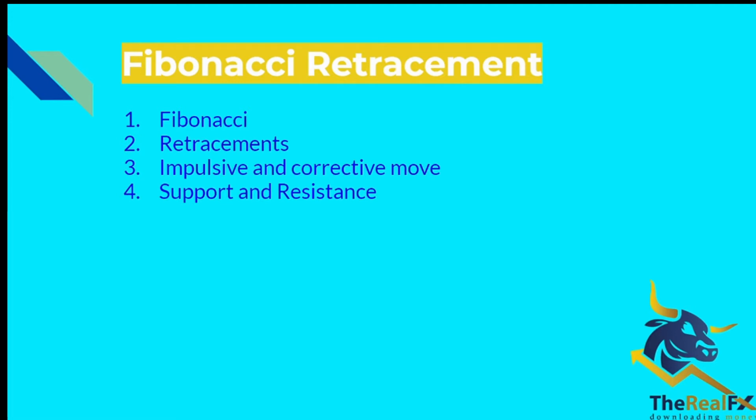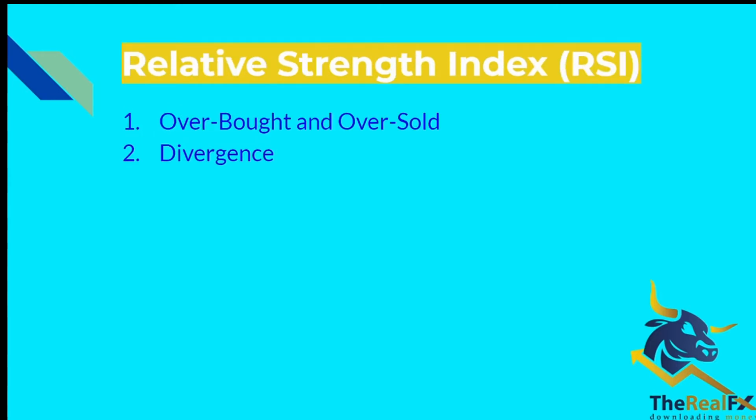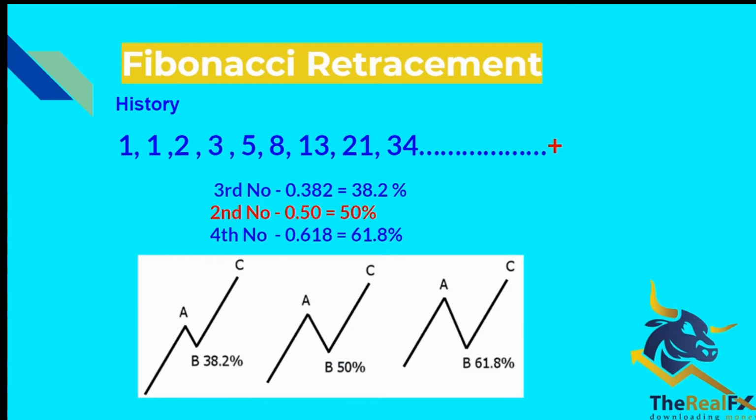Under Fibonacci, I'll be discussing the retracement, impulsive and corrective moves, support and resistance. Now, under RSI, I'll be talking about overbought and oversold, and the divergence. Now, the question becomes, what is Fibonacci? Fibonacci, I've already explained the history. I will not dwell too much into the mathematical side of things, since this is trading. I will just go a little bit into history so that you understand where we come from.